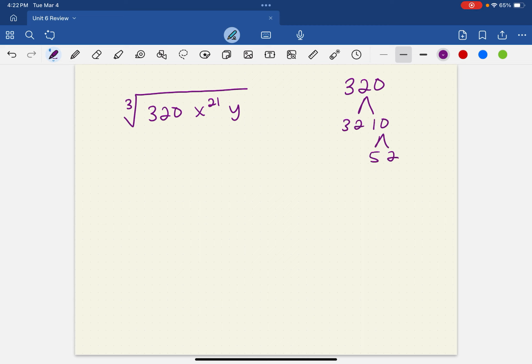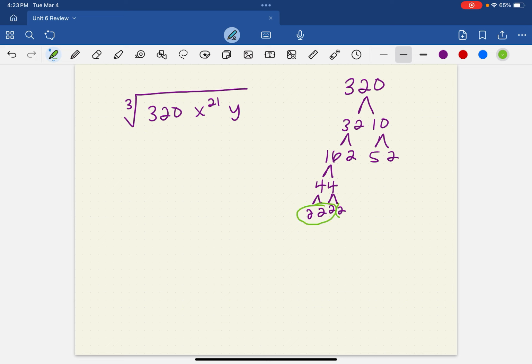5 and 2. 16 and 2. 4 and 4. And then 2, 2, 2, 2. So I see I had the perfect root of 16. And then I also have another pair of 2s. Oh, wait, but we're taking out trios. Sorry, my bad. I'm thinking square roots. So we're taking out groups of 3. So I have a trio. I've got a trio of 2s right here.